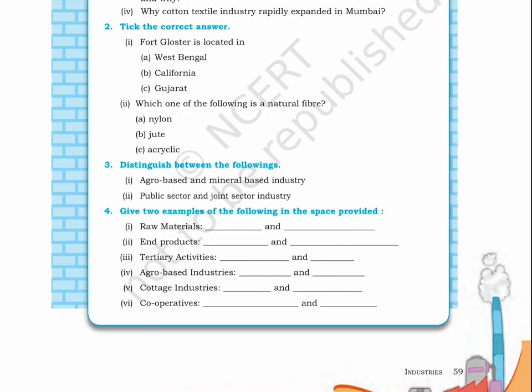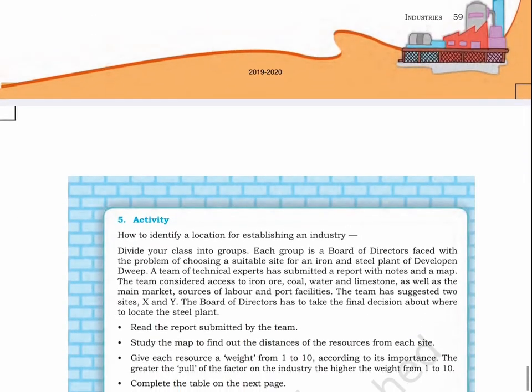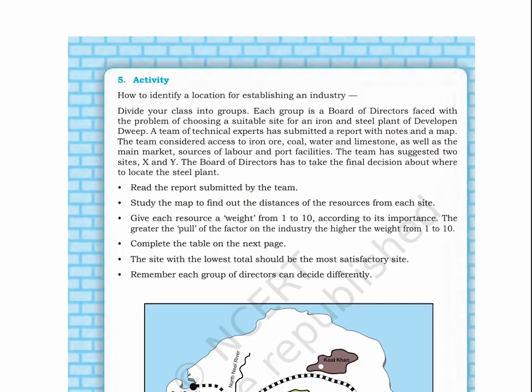Page number 60. Number 5. Activity. How to identify a location for establishing an industry. Divide your class into groups. Each group is a board of directors faced with the problem of choosing a suitable site for an iron and steel plant of Development Dweep. A team of technical experts has submitted a report with notes and a map.